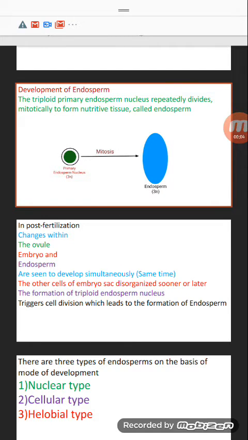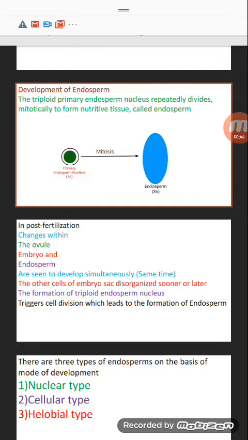Hello students, let's start today with another important question of paper 1, chapter 1, reproduction in lower and higher plants. The question is, explain the development of endosperm, or explain the different types of endosperm.